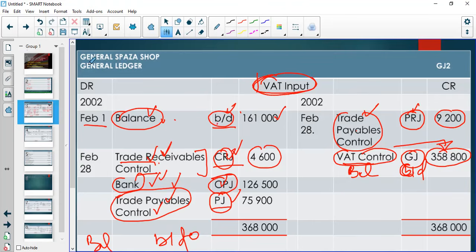You start with the name of the entity, General Spatzer Shop. It's a general ledger. This is VAT input, so you drag and drop. This is a balance because your VAT input is, you could say, an asset. It's going to be on the debit side. So your balance brought down, you drag and drop. Trade receivables control, CRJ, you drag and drop. That is exactly what you will do.